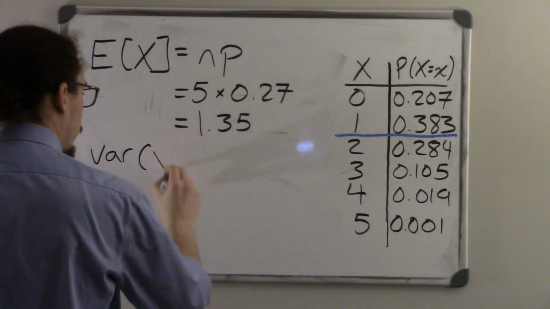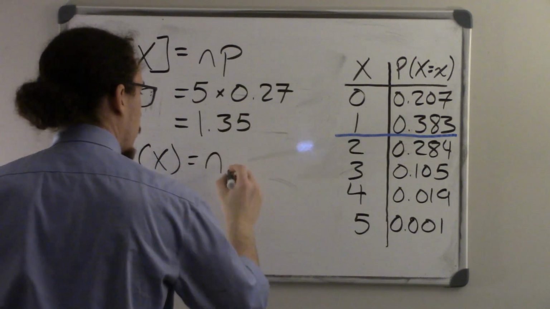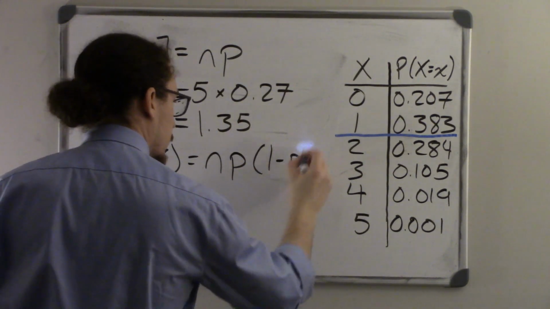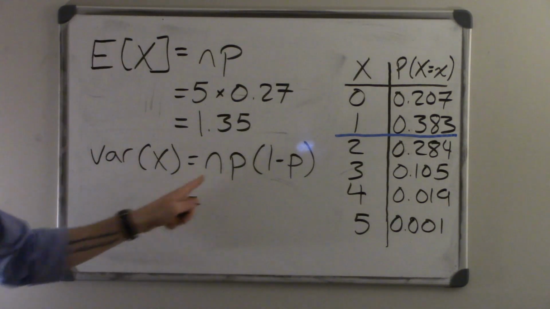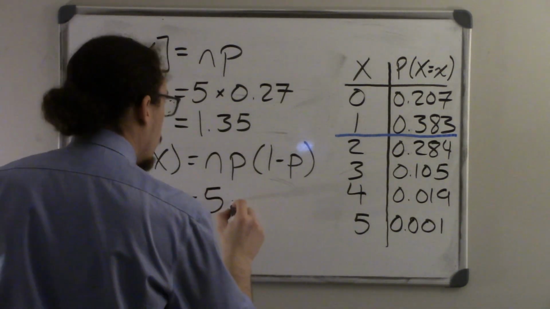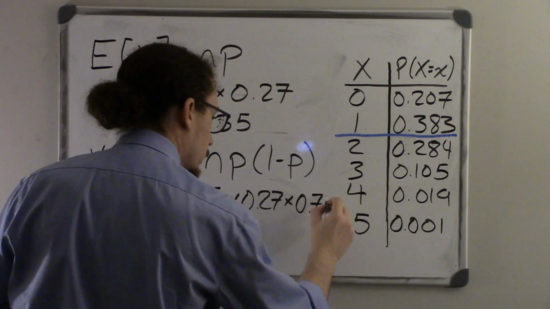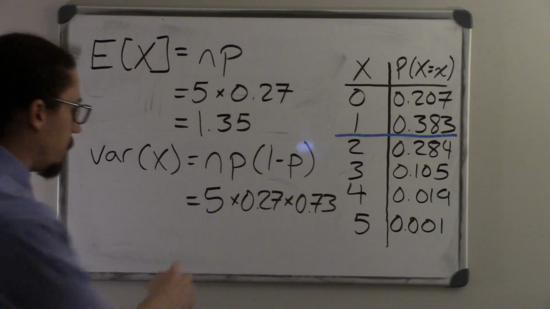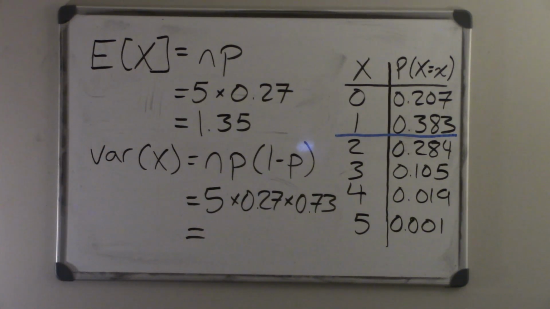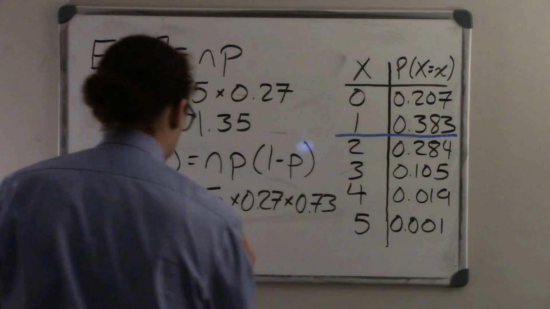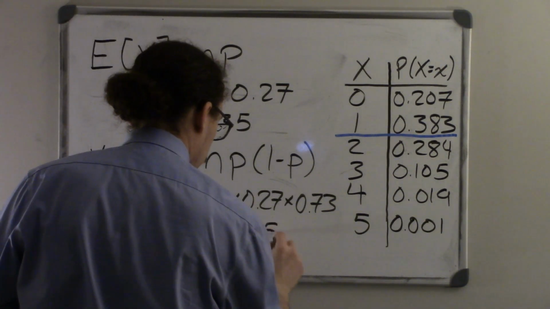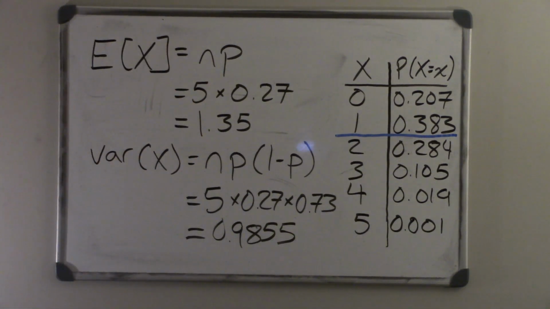All right, we can also go ahead and look at our variance, which we know is n times p times 1 minus p. So n is 5, p is still 0.27, and 1 minus p is still 0.73. So when we do that, we're going to get a variance of 0.9855.